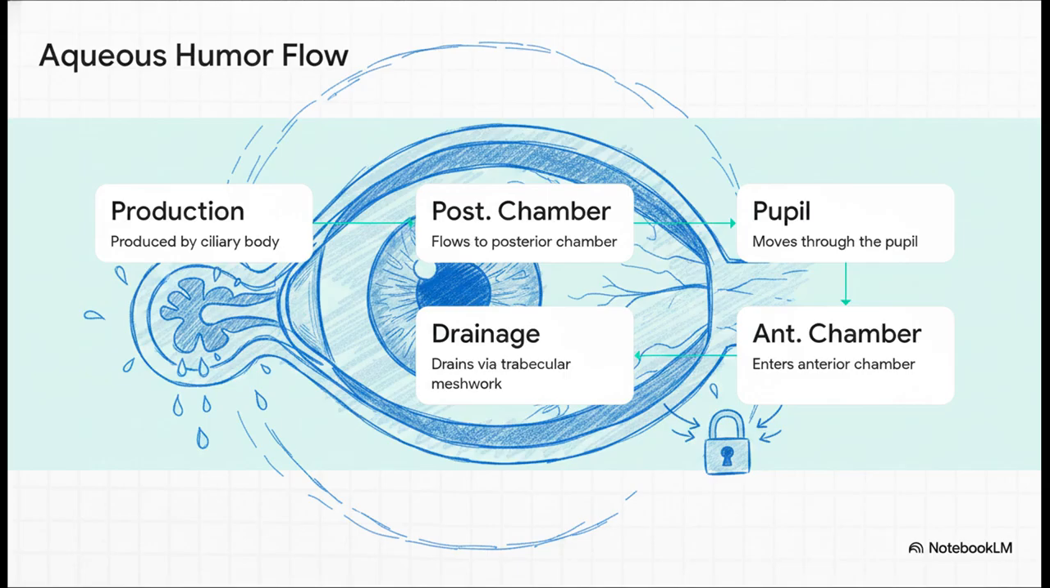Now this next part is a massive test day favorite, aqueous humor fluid dynamics. It's actually a pretty cool pathway. So the fluid is made by the ciliary body, right? Then it flows into the posterior chamber, sneaks right through the pupil, enters the anterior chamber, and finally drains out through the trabecular meshwork and Schlemm's canal. Keep this drain in mind because if it gets clogged up, well, pressure builds, and we'll talk about why that's a total disaster in just a bit.